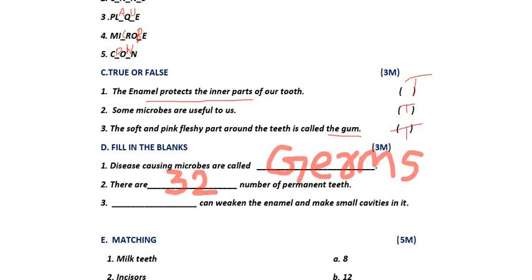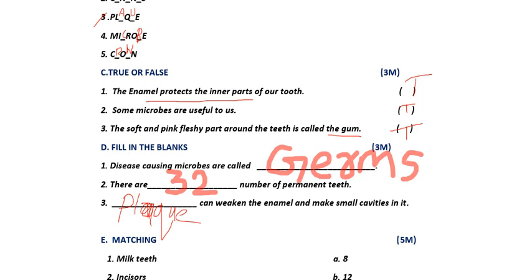Dash can weaken the enamel and make small cavities in it. What did I tell? Plaque. Plaque spelling: P L A, already I have given in the hard words. P L A, Q U E. This plaque can weaken the enamel and make small cavities in it.